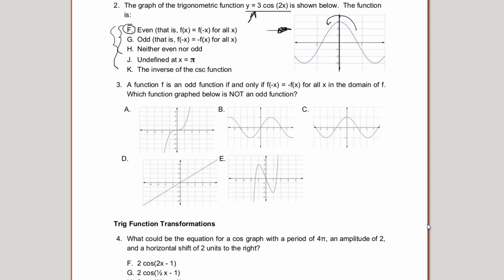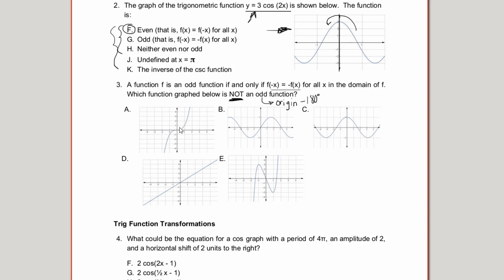Now let's look at number 3. A function f is an odd function if and only if f of negative x equals negative f of x, and that is the definition of odd, for all x in the domain of f. Which function graph below is not, I want to make sure I see that word, not an odd function. Now again, we're given a graphical representation, so I'm not going to necessarily worry about this definition. You could, but I like to do the test, are we symmetric about the origin? And what that means, the 180 test. So that's what we want to look at.